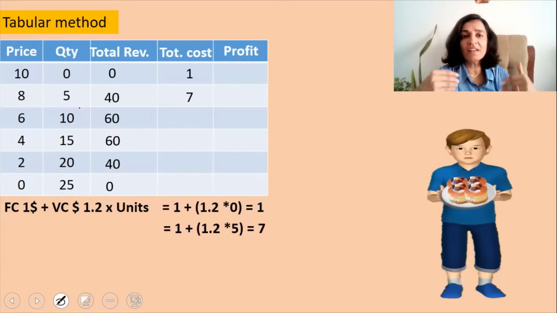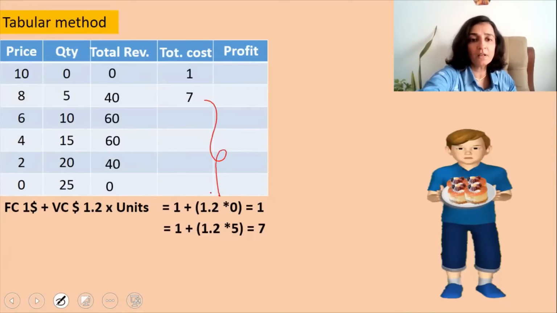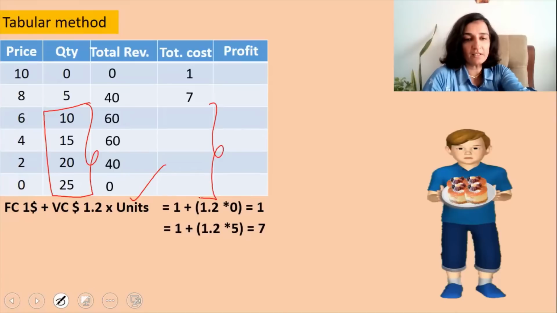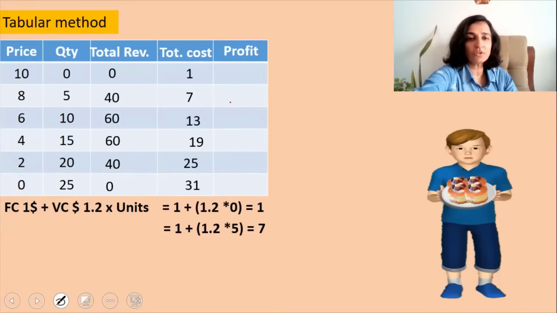So we can adopt the very same method to fill up the total cost column, that is fixed cost plus variable cost of $1.2 per unit multiplied by the number of units. So further down, you have these units. So each time you substitute the respective units, you will get the total cost figures. So the total cost works out to 13, 19, 25, and 31 for the balance price quantity combinations.